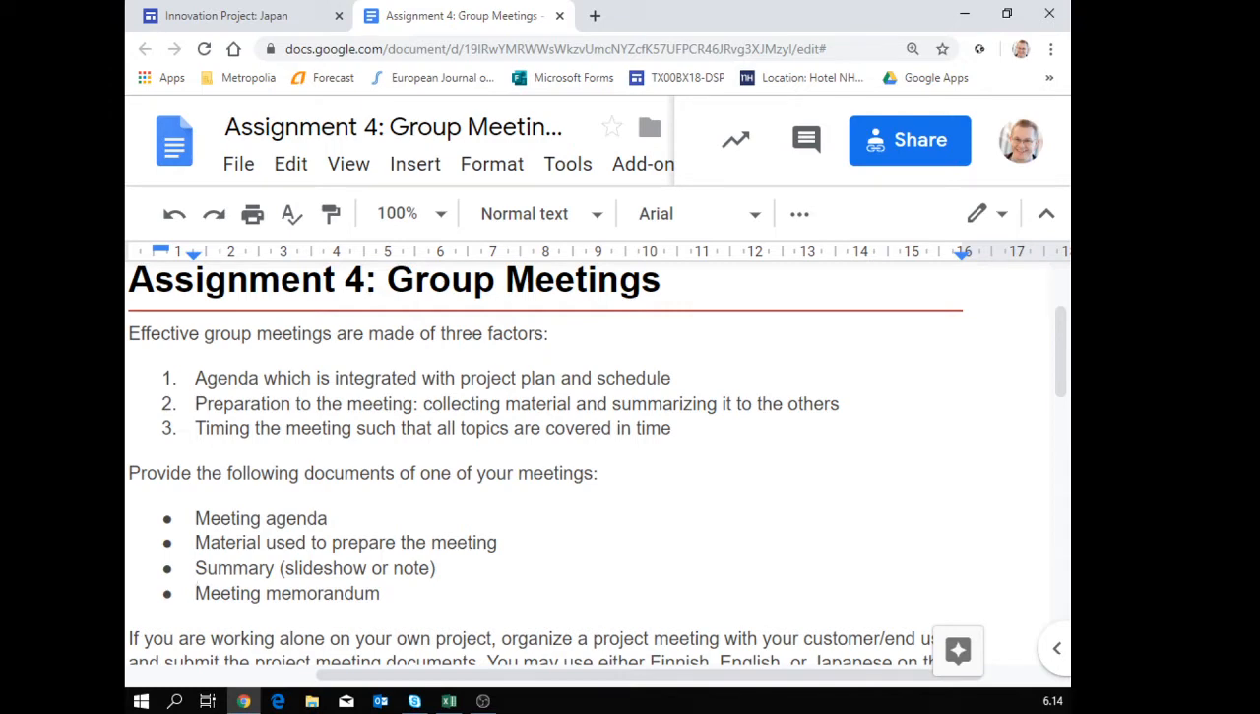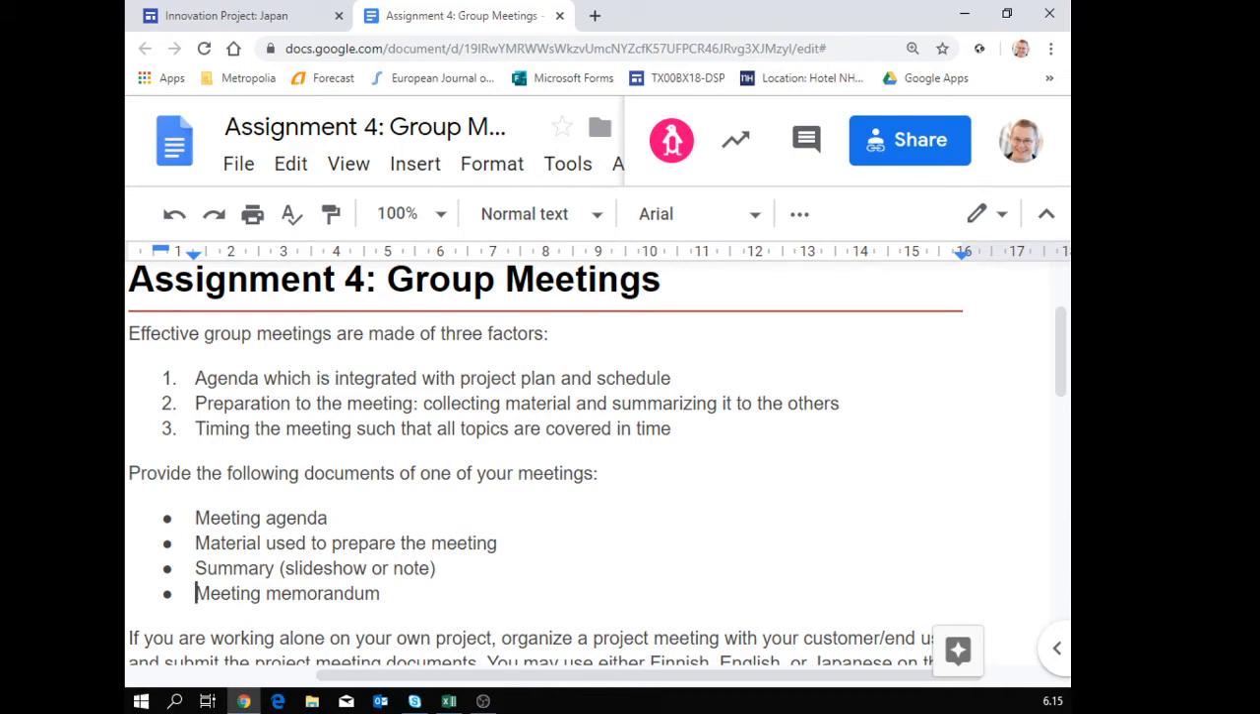But anyways, effective group meetings are basically made for three factors. Effective meaning short enough, but not shorter than that. So agenda, you have to set an agenda. If you get an invitation to a meeting which does not have an agenda, don't go. It's just talking and talking and talking and nothing happens. Unless it's after hours and it's called nomination. Then you go there. It doesn't have an agenda, but great things happen.